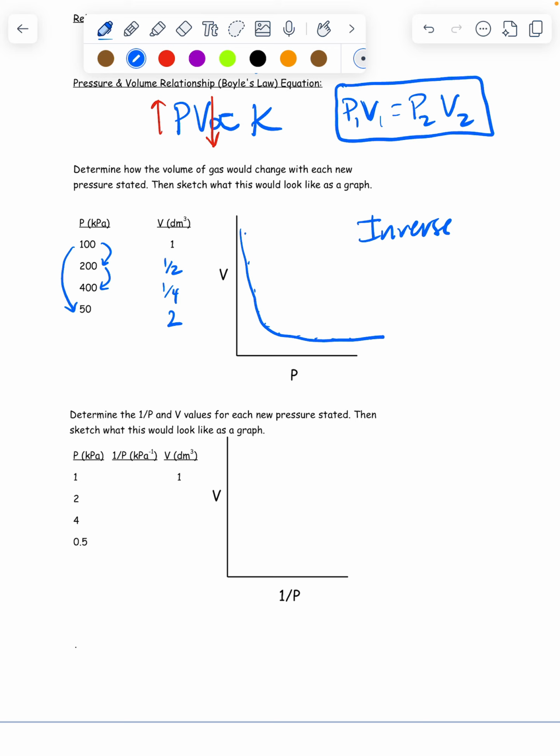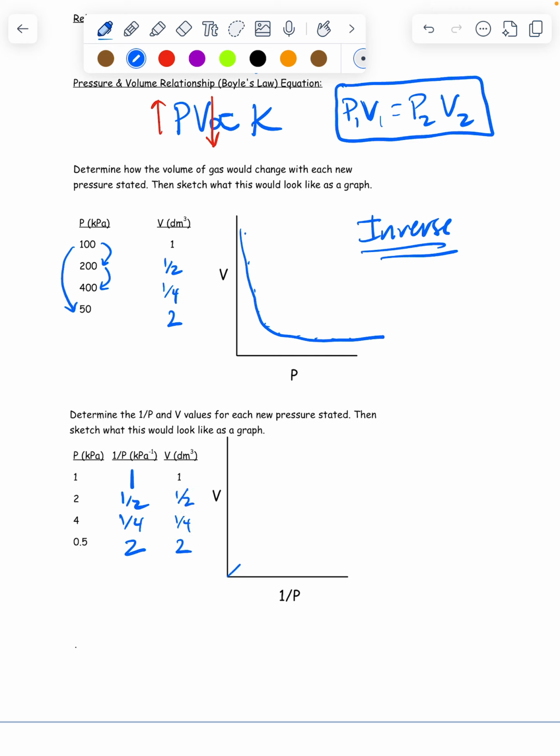Okay, now if we have these pressure values, and I do 1 over the pressure, if I inverse the pressure value, this relationship we said was an inverse relationship. So if I invert the pressure values, I'll end up linearizing my data. Let's see, what is 1 over 1? 1. What's 1 over 2? 1/2. What's 1 over 4? 1/4. What's 1 over a half? 2. And we said that these volume values, you can see them up above, are 1/2, 1/4, and 2.